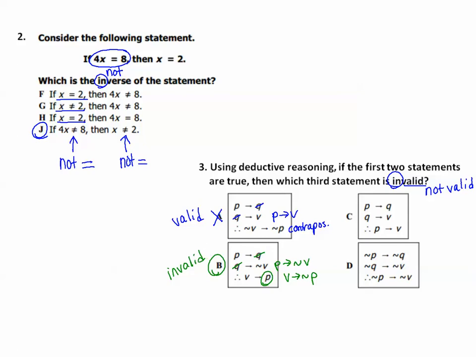Let's look at the other two choices just to see why they are valid. P goes to Q, Q goes to V. Q's match up, so I should go P and then V. Is that what I end with? Yes, therefore P and then V. So this one is also valid. Last choice, not P, then not Q, not Q, then not V. Not Q's match up, start at the beginning, not P, end at the end, not V. Exactly what I see. Also valid, not the one we want to pick.